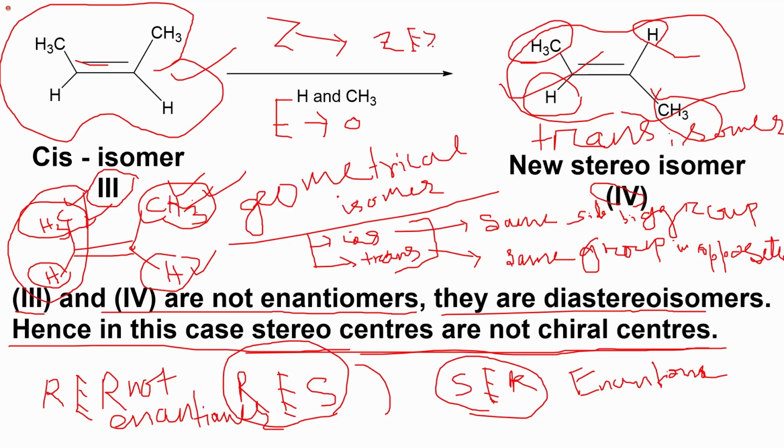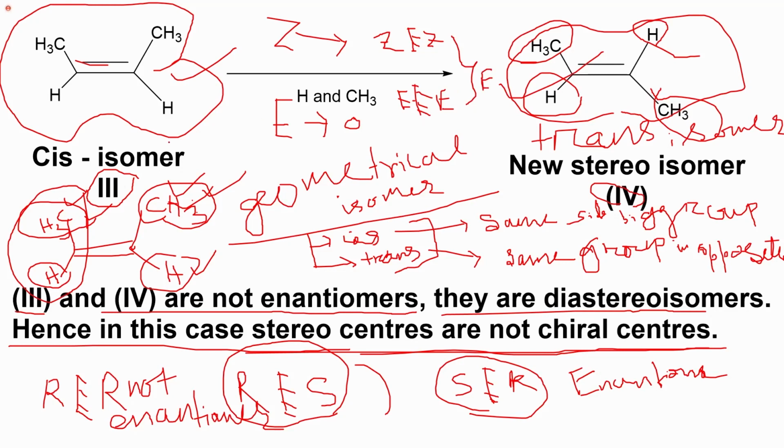You are also getting the Z isomer. Then it is an enantiomer. You have an E isomer. You are also getting the mirror image. You are also getting the E isomer. Then these are enantiomers.